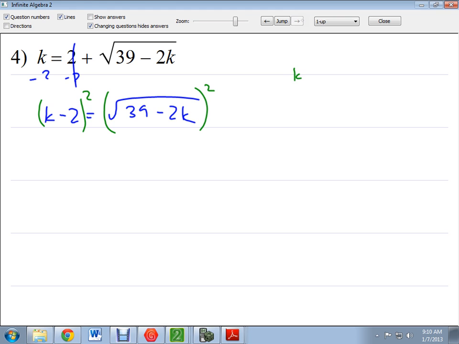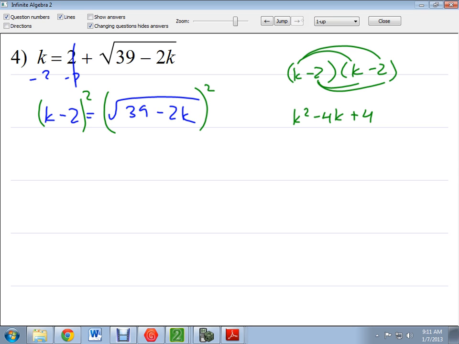So you can say k minus 2 squared is really k minus 2 times itself. And off to the side, you can FOIL it if you want to. This is going to be k squared minus 4k plus 4 as my FOILed out answer. So k squared minus 4k plus 4 is equal to, the right side is really easy, 39 minus 2k.